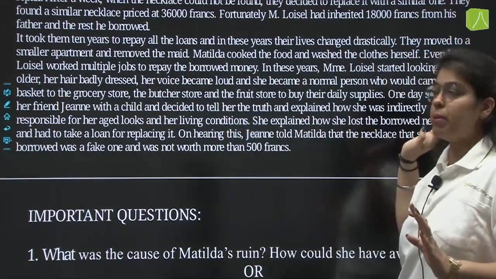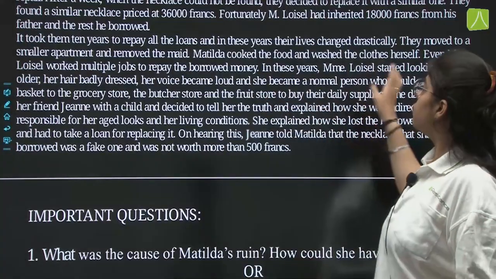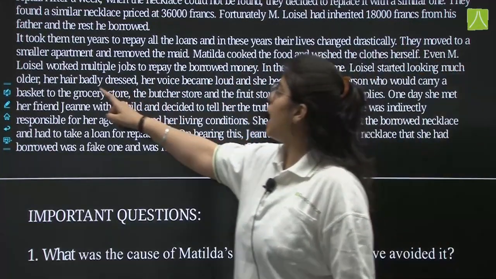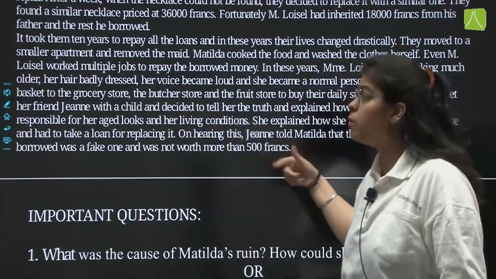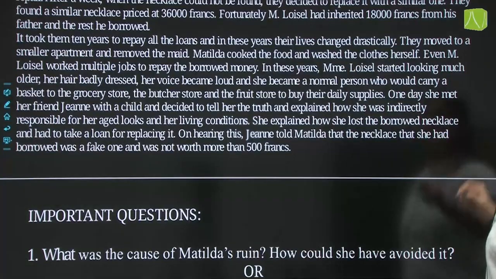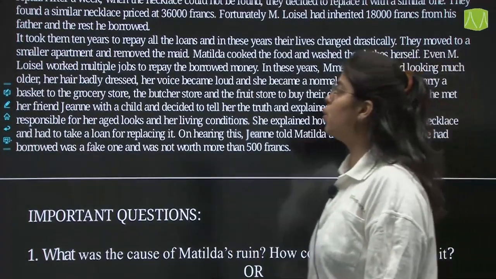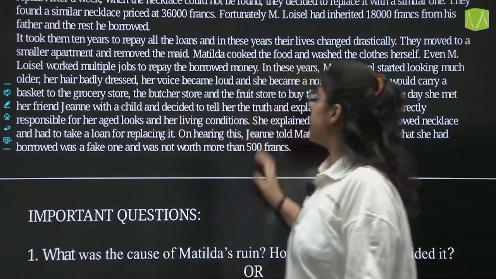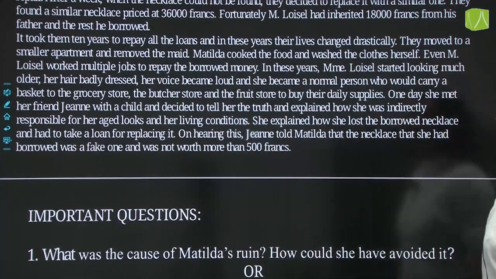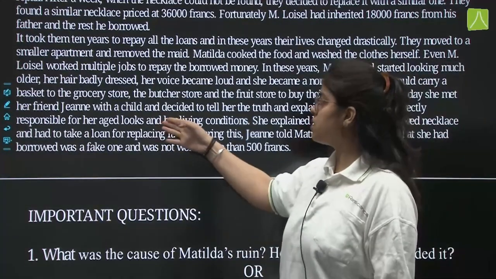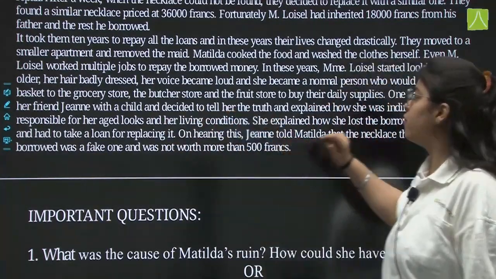So they had to send their maid away. Matilda cooked the food and washed the clothes herself. Even Mr. Loisel worked multiple jobs to repay the borrowed money. In these years, Madame Loisel started looking much older, her hair badly dressed, her voice became loud, and she became a normal person who would carry a basket to the grocery store, the butcher store and the fruit store.